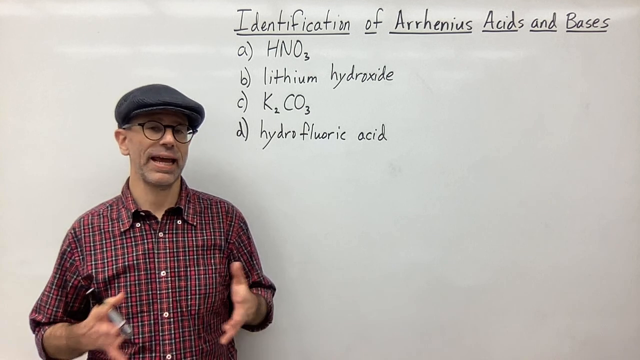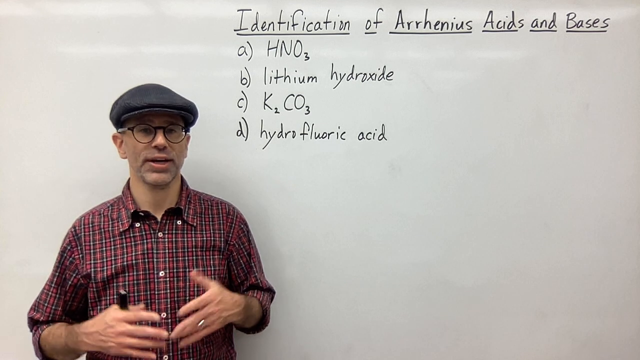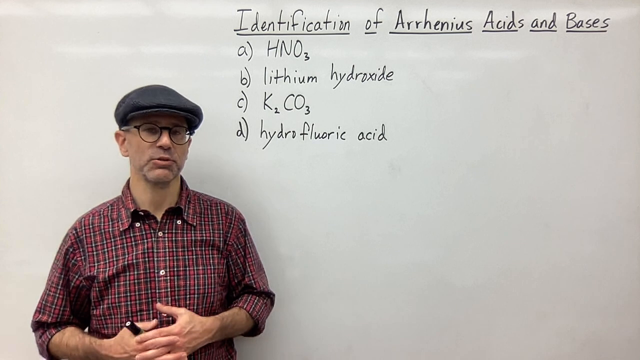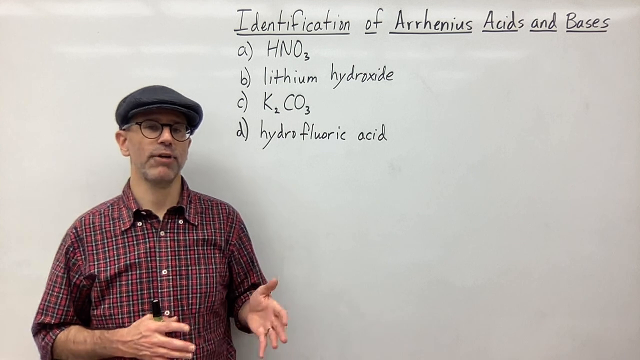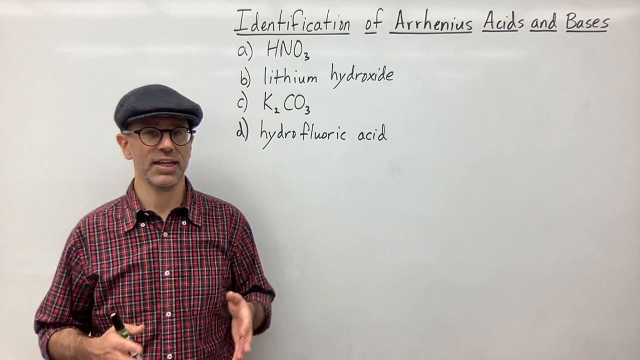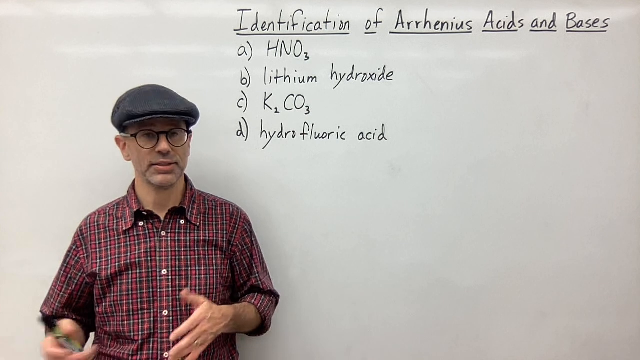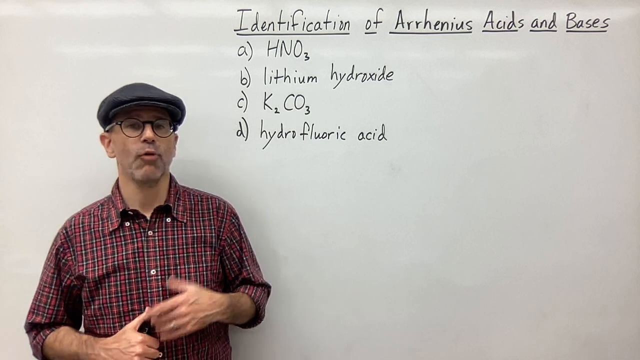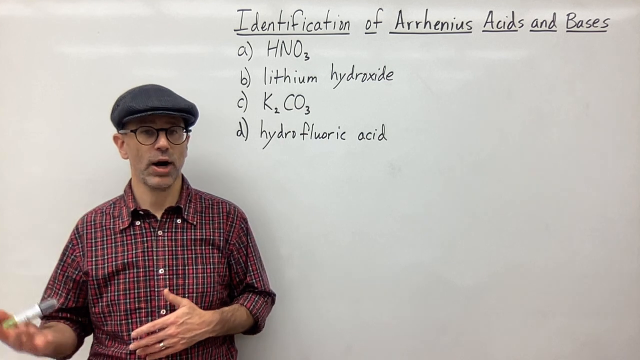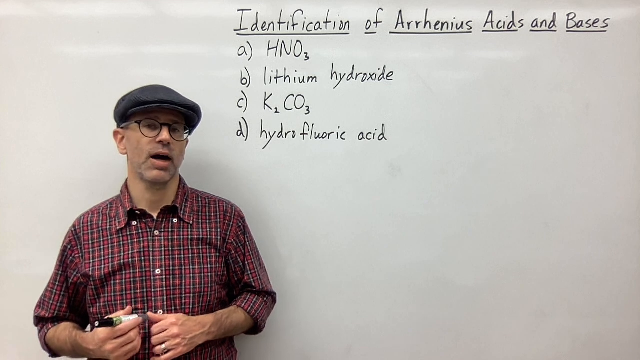Also, if you have the name, then if you find the word acid in the name, that's a dead giveaway that it's an acid. In the same way that if you find hydroxide in the name of your substance, that's a dead giveaway that it's a base. For the Arrhenius definition of base, we said that it was to produce more hydroxides.